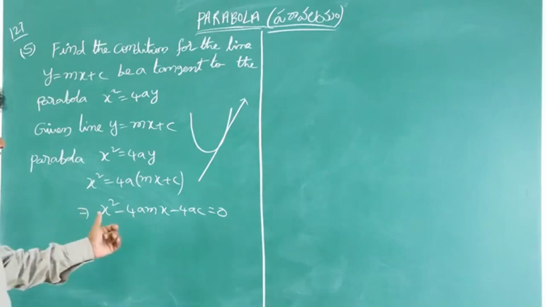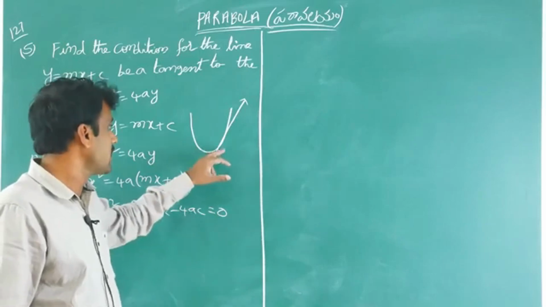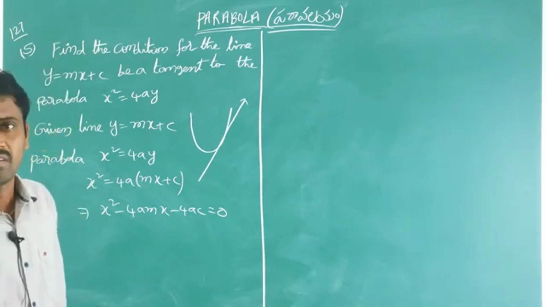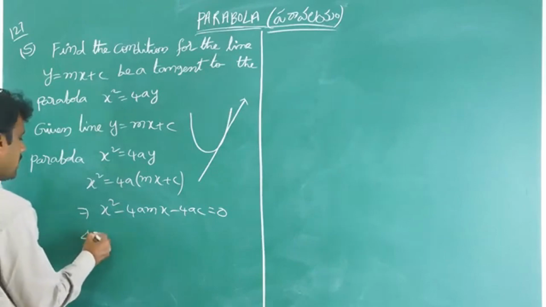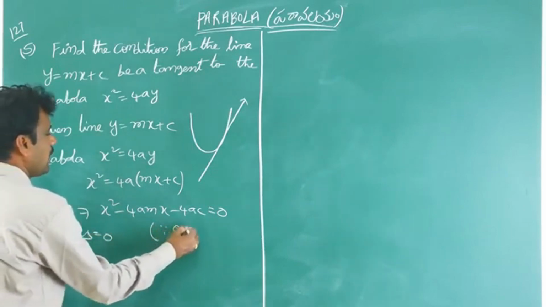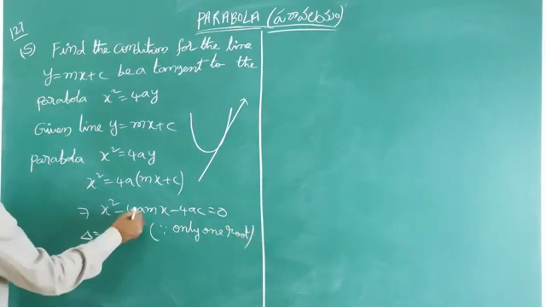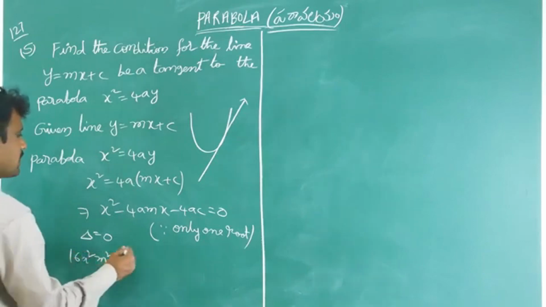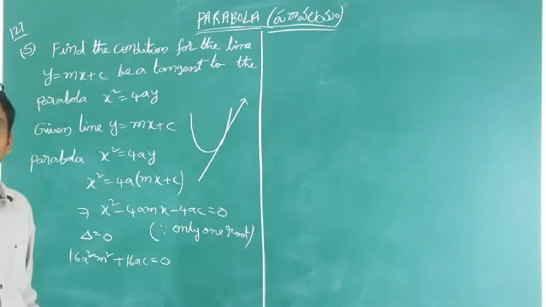This is a quadratic equation in terms of x, ax square plus bx plus c. Here the given line touches the parabola. Therefore, there is only one root, which means the discriminant equals 0. Discriminant b square minus 4ac, minus into minus plus 16ac equals 0.